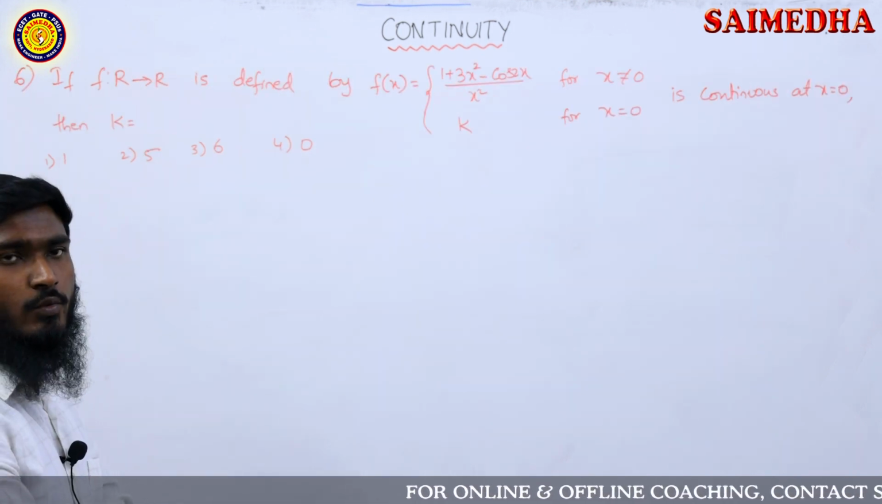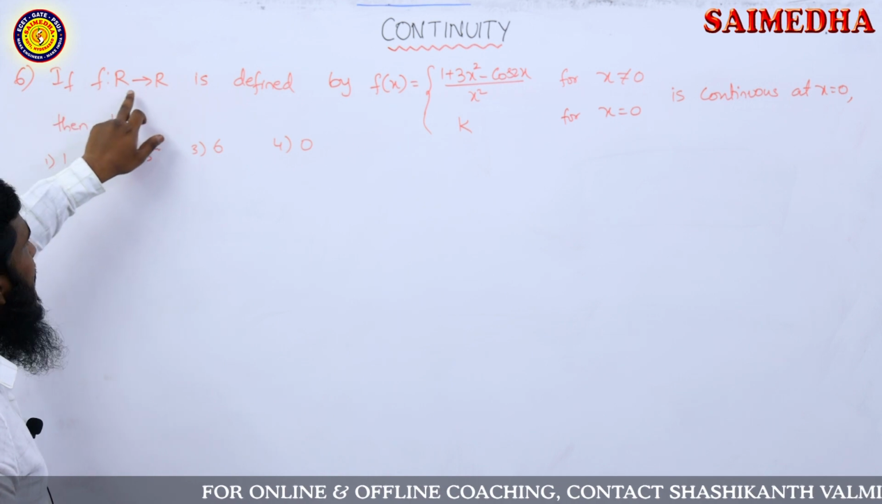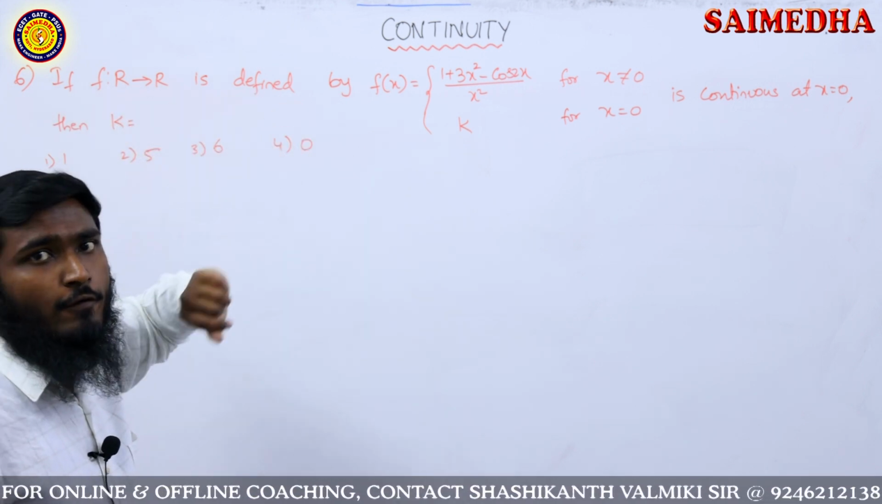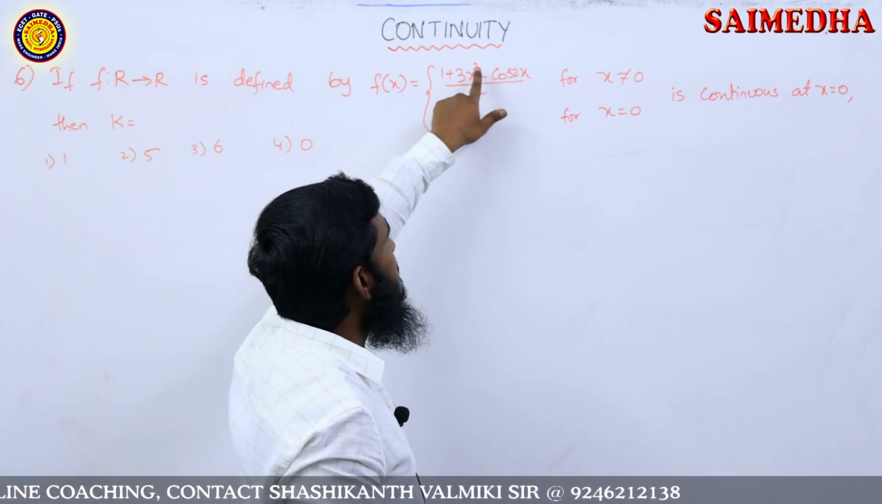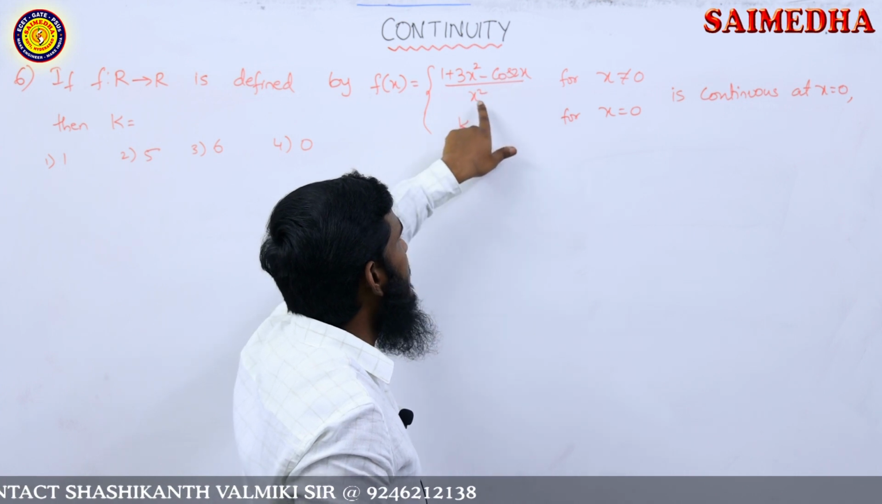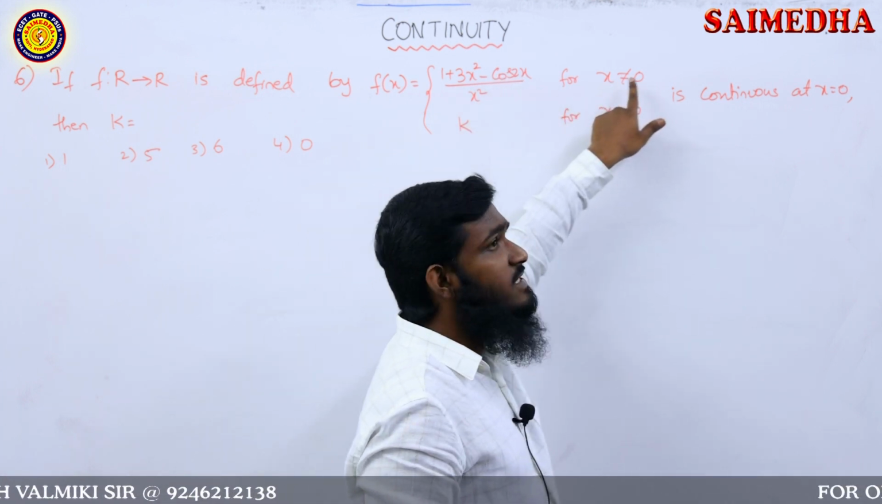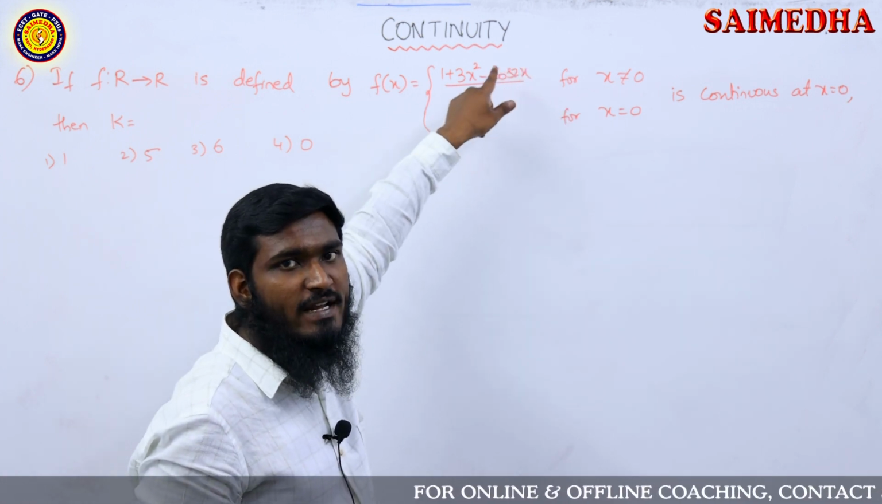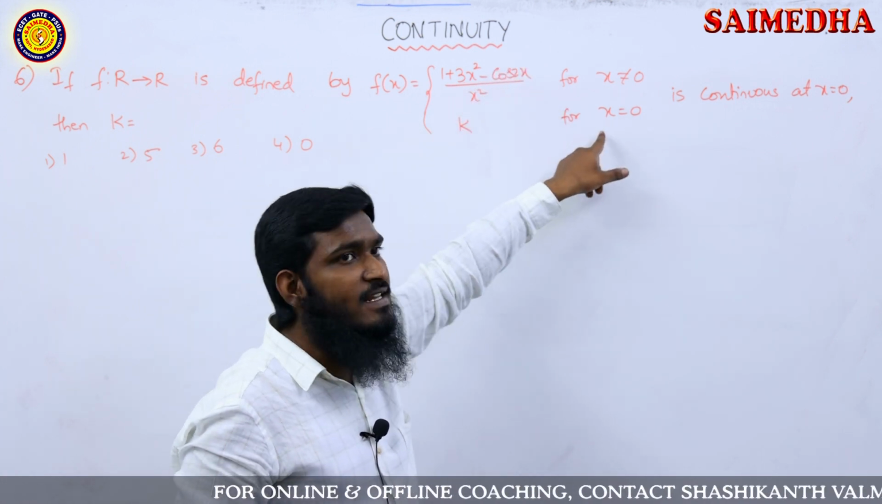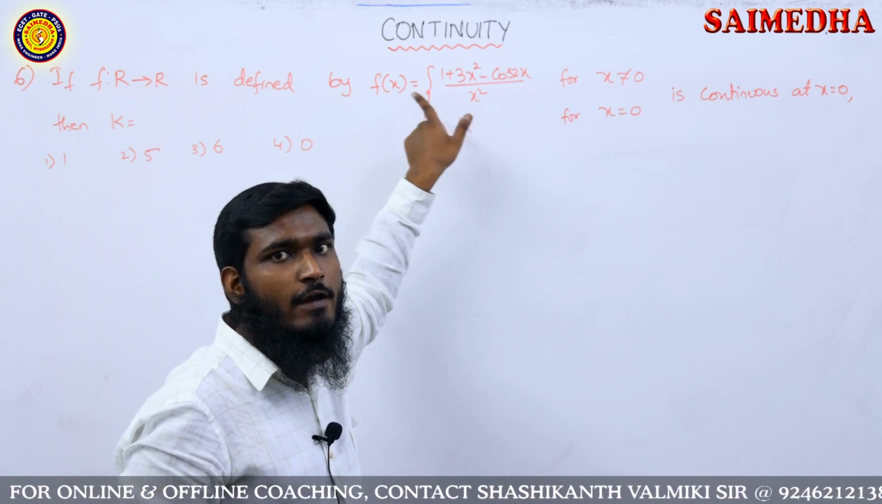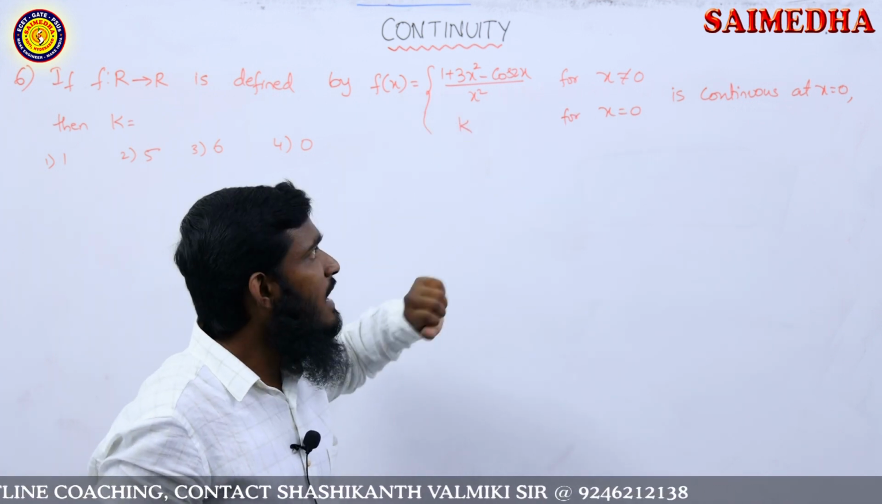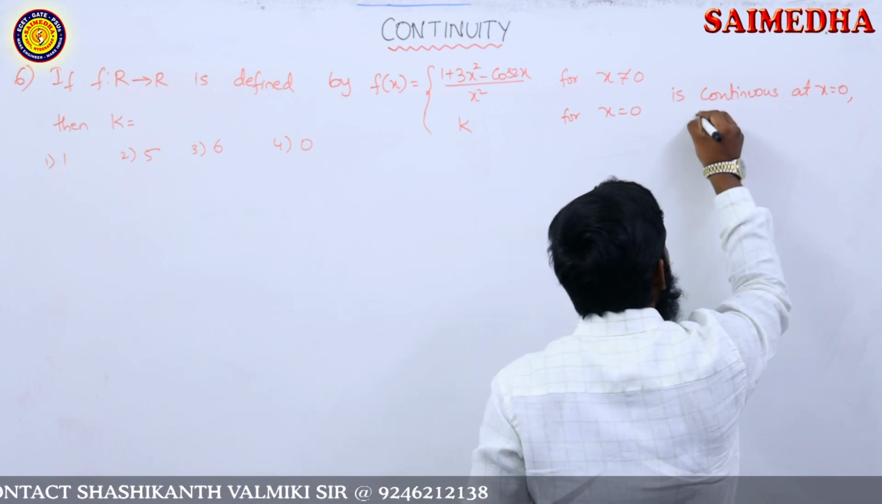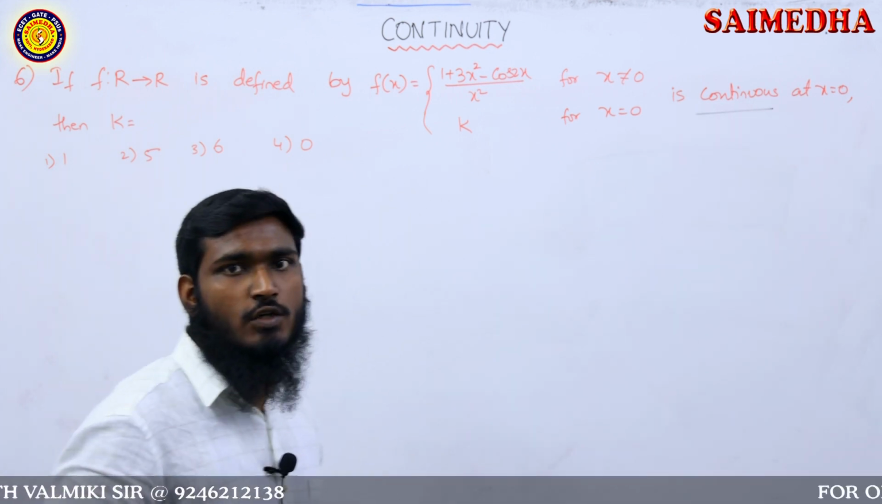Now let us see the next question over here. If f maps R to R is defined by f of x equals (1 plus 3x square minus cos 2x) divided by x square for x not equal to 0. Whenever x is not equal to 0, we have to take this function part, and if x is equal to 0, f of x is equal to k, and it is mentioned that the function is continuous at x equals 0.